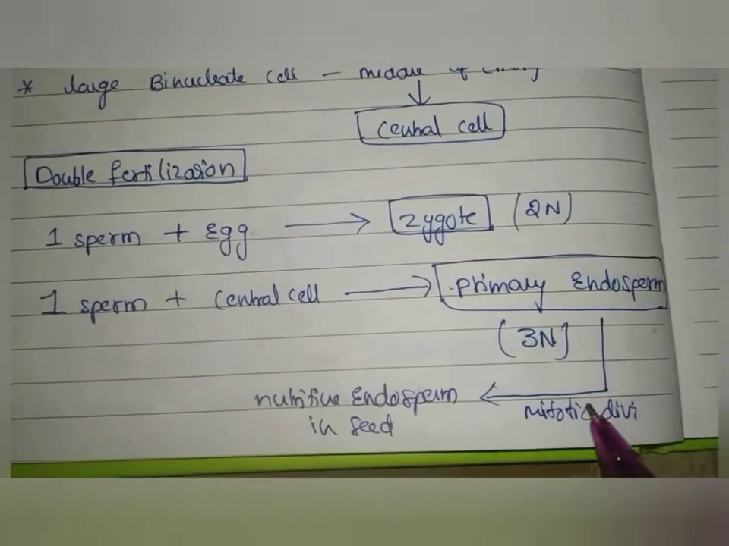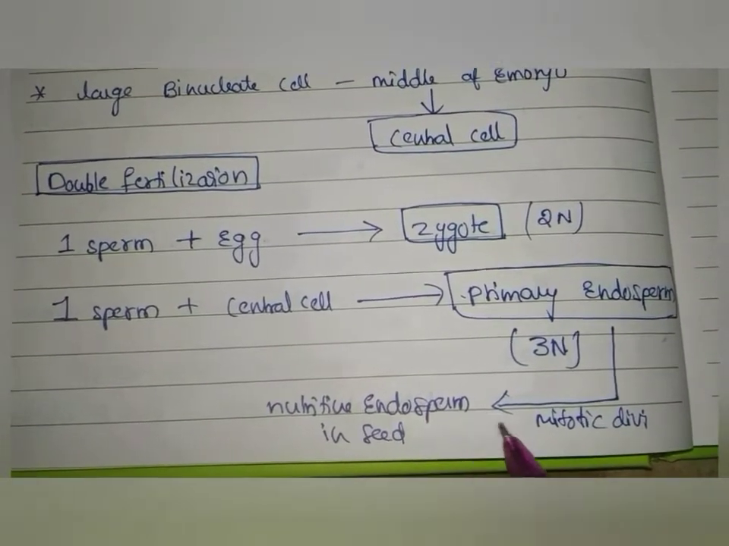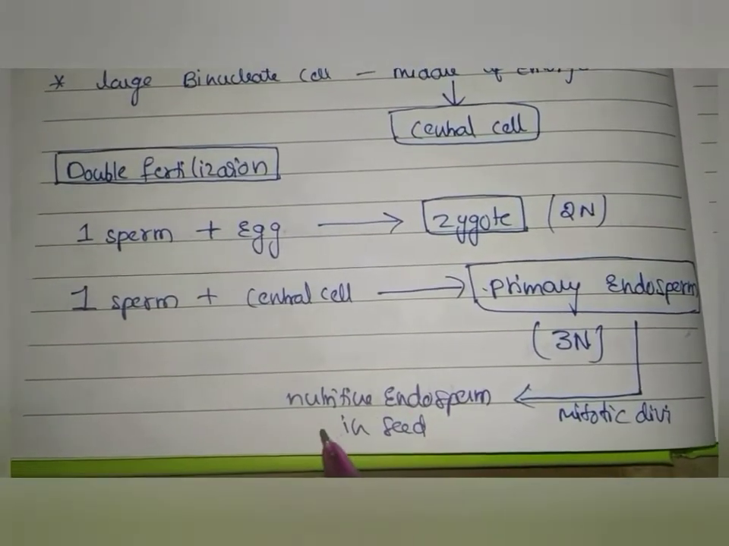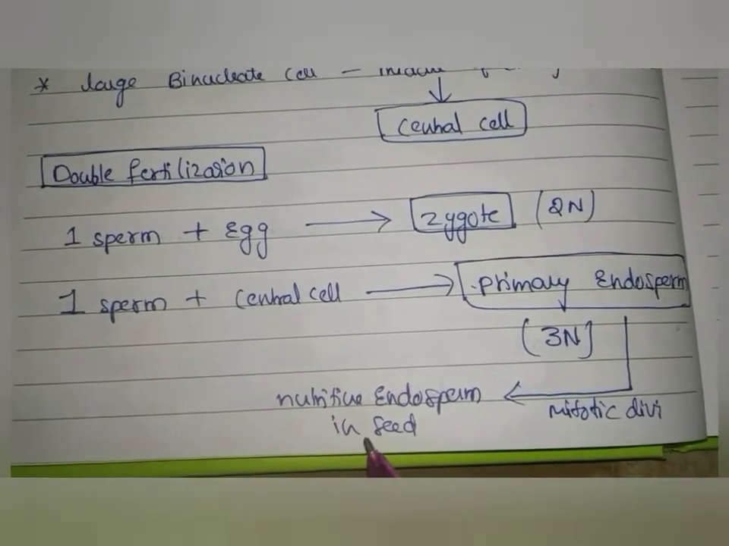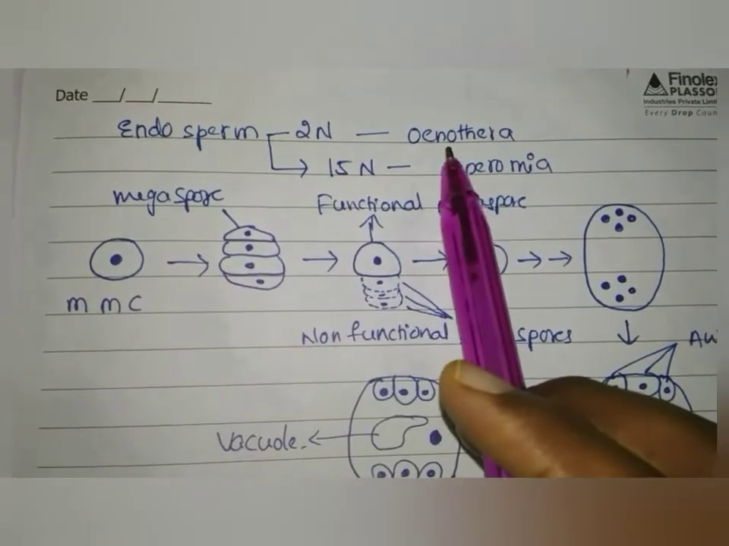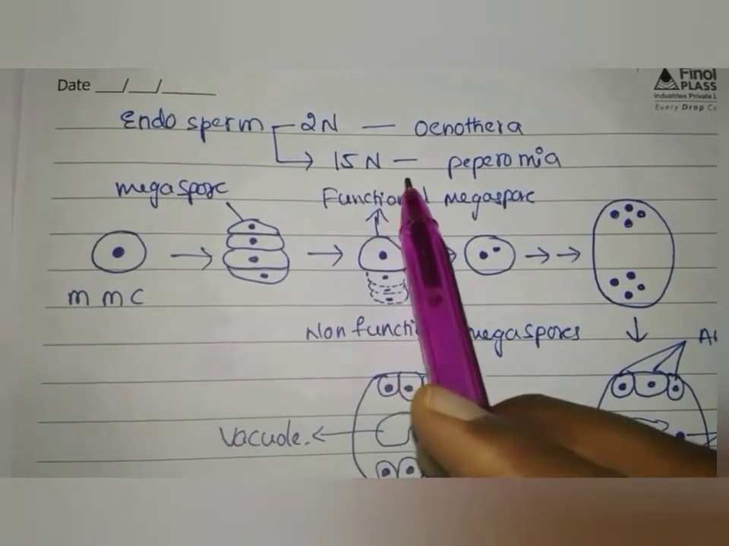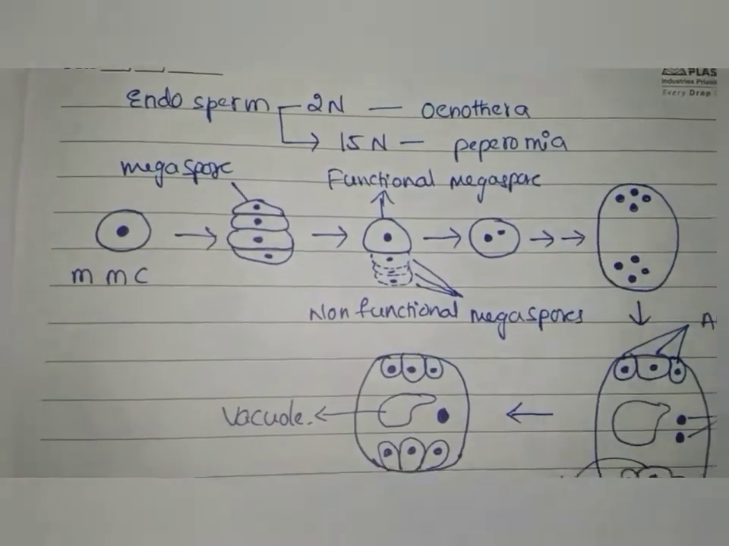This primary endosperm cell again undergoes divisions to form the nutritive endosperm in the seed. Endosperm is diploid in Oenothera species and 15N in Peperomia.